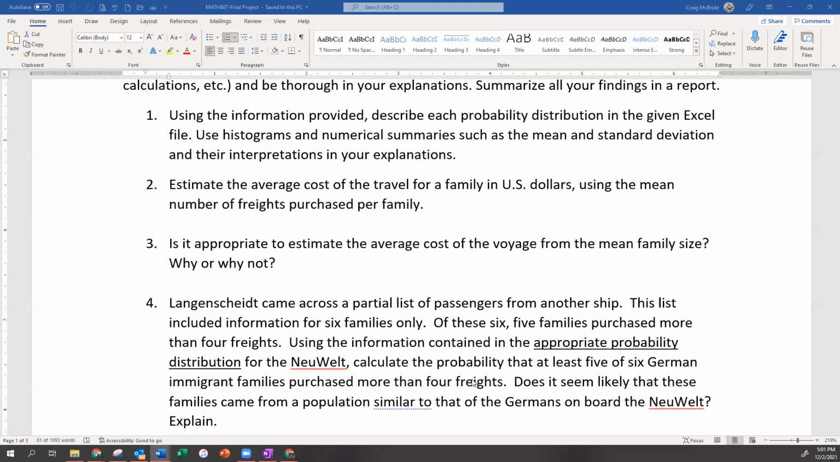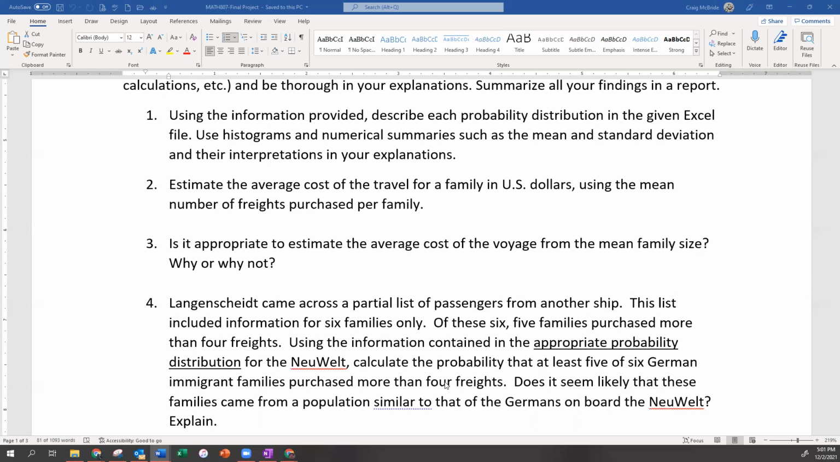So our probability of success is 7%. We have a sample size of 6, and we want to know what's the probability that 5 families, right? Calculate the probability that at least 5 of them purchased more than 4 freights. So at least 5 of them had a success. Well, we can't do at least questions with CDFs.